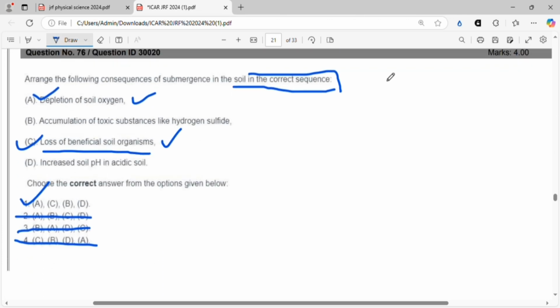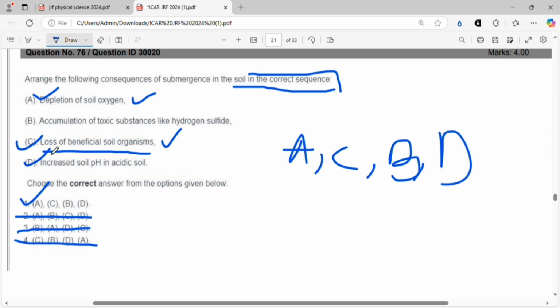So depletion of soil oxygen, then loss of beneficial soil organisms, then accumulation of toxic substances like hydrogen sulfide, and finally, I think you know this, in submerged soil chemistry, you will get to know if you have read the D.K. Das book, Introductory Soil Science, that submerged soil pH always attains neutrality. If the soil was initially alkaline, then after submergence the pH will go towards the neutral value. Whereas if the soil was acidic at first, then with submergence the pH will also attain the neutral value. The chemistry behind this is a bit complex. I don't think that explanation is necessary now, but if you want, you can ask in the comments and I will explain it in later videos.